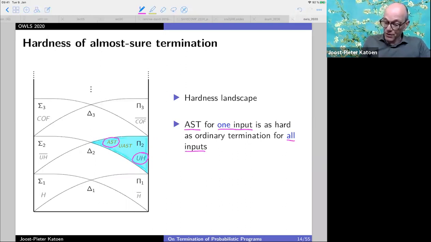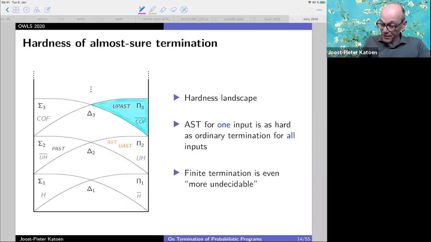Good. The second issue that I would like to address is that of positive almost sure termination. So if we're interested in whether the expected number of steps until termination is finite, then if we ask this for a single input, it is over here. And if we ask this for all possible inputs, this is at level 3. So that means that it's even, let's say, one level more undecidable than the universal halting problem.